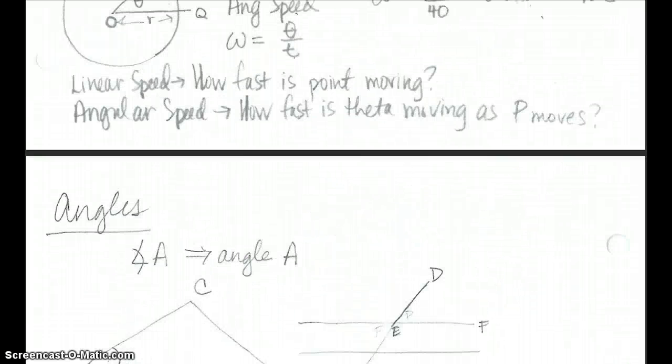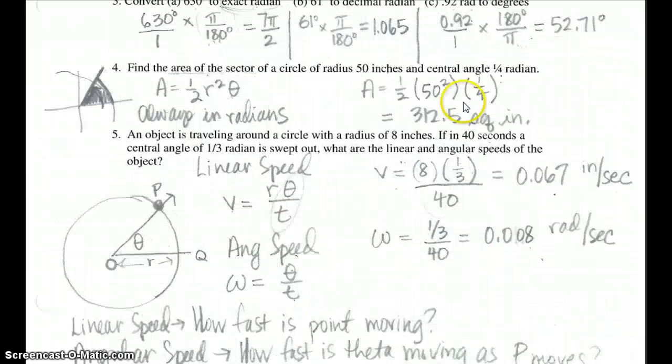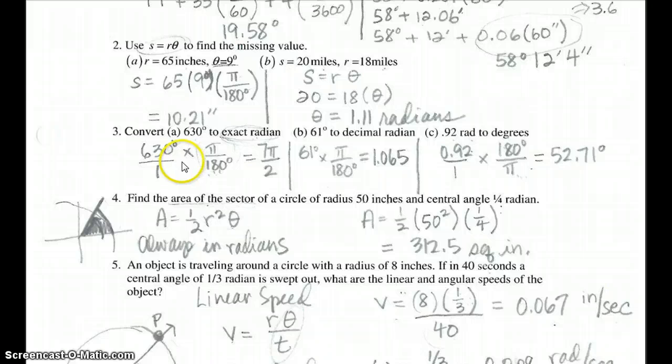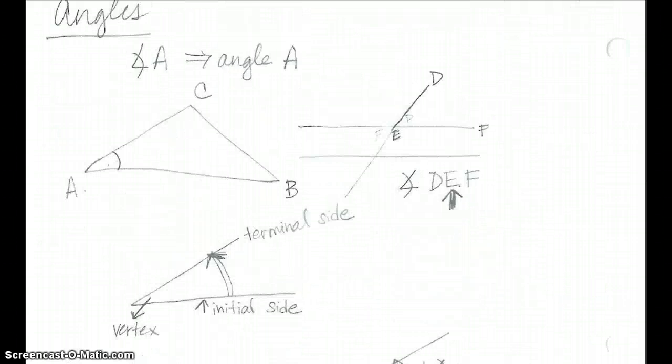So I'm going to scroll back up to the top here where we did those. Notice that here I wanted to go from degrees to radians, so the degrees is in the denominator so that the degree labels cancel. Here I want to go from radians to degrees, so the radian is in the denominator so that those labels cancel.